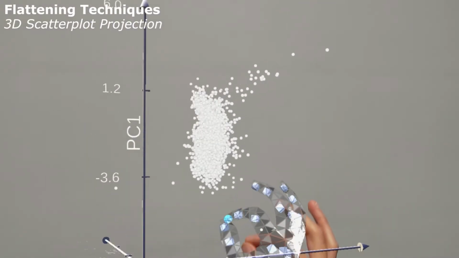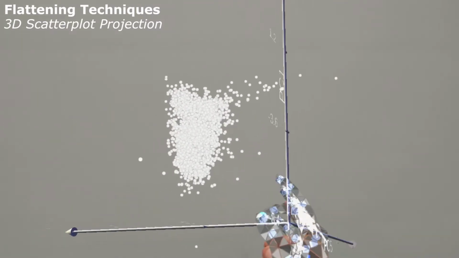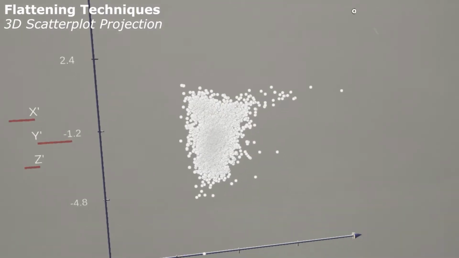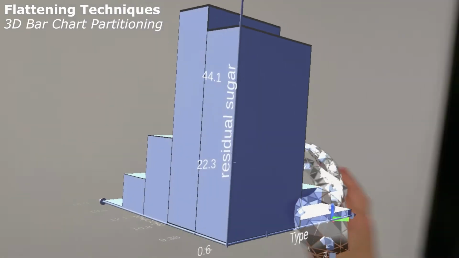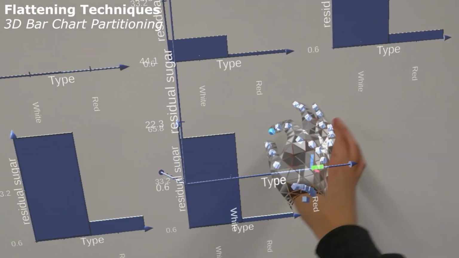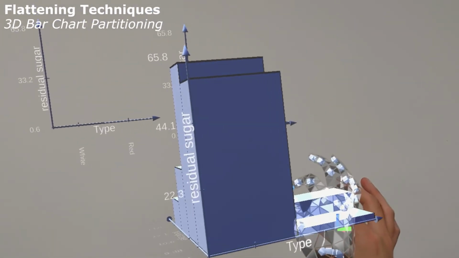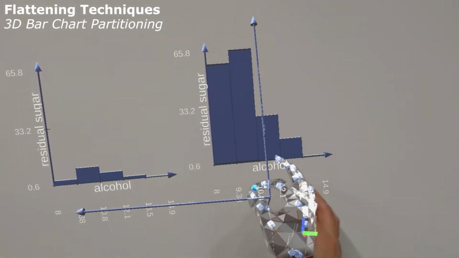The 3D Scatterplot Projection projects it down into 2D depending on the relative rotation of the scatterplot to the user's viewpoint. This is accomplished by simply releasing it as it collides with a surface in the environment. The 3D Bar Chart Partitioning technique creates small multiples based on the extent to which the bar chart is intersecting with a surface. Partitions are created along either the x or z axes depending on the angle of intersection.